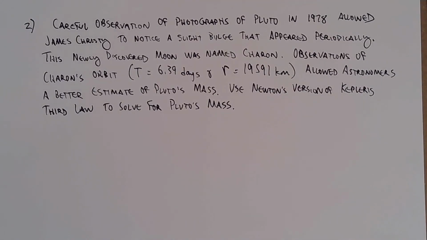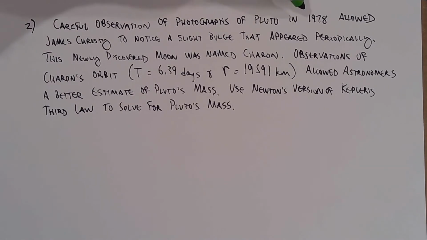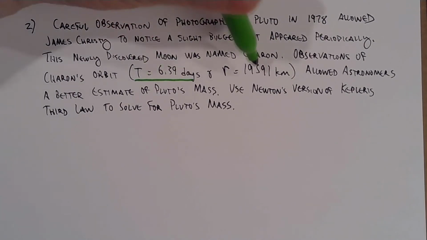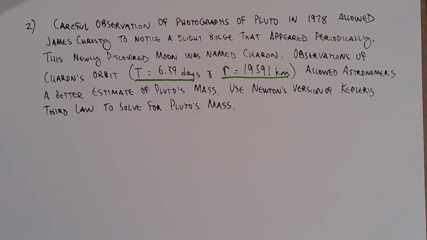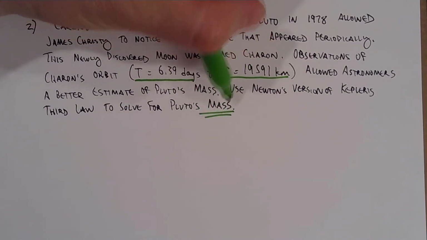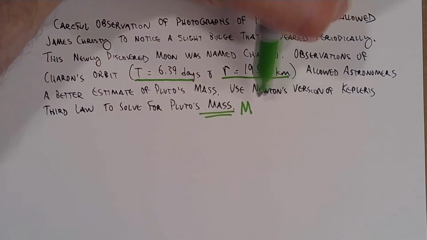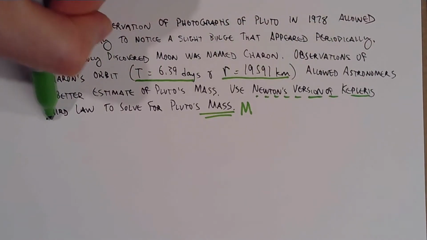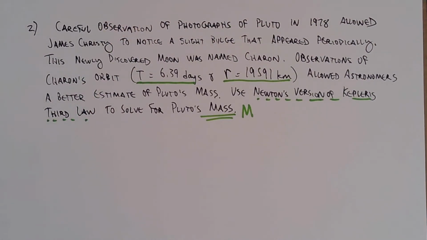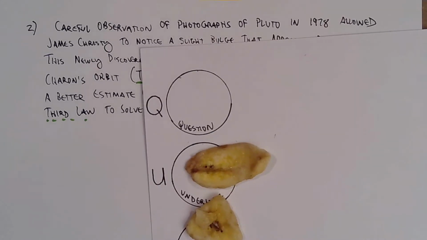What do we know? 1978, a number, but not an important number. I mean, it is if you were James Christie, but they actually were very nice to us. They actually assigned things to variables for us already. And we're interested in the mass of Pluto. And they even told us, use Newton's version of Kepler's third law. Sometimes the problem will even tell you what equation to use, because there might be more than one approach, and they want you to demonstrate your talent with a specific equation. So we have underlined.